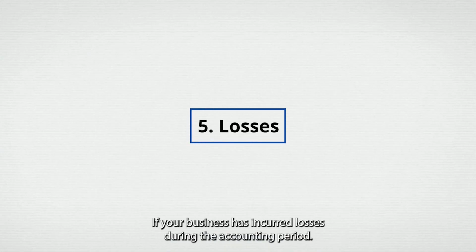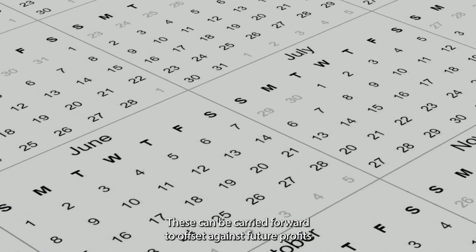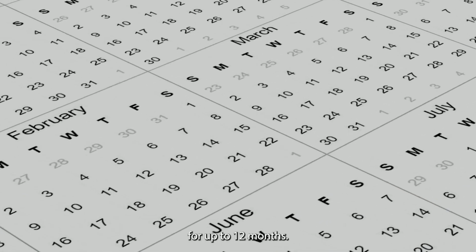Number 5. Losses. If your business has incurred losses during the accounting period, these can be carried forward to offset against future profits for up to 12 months.